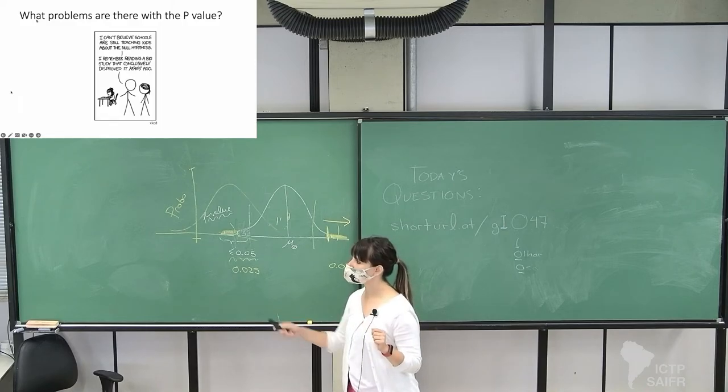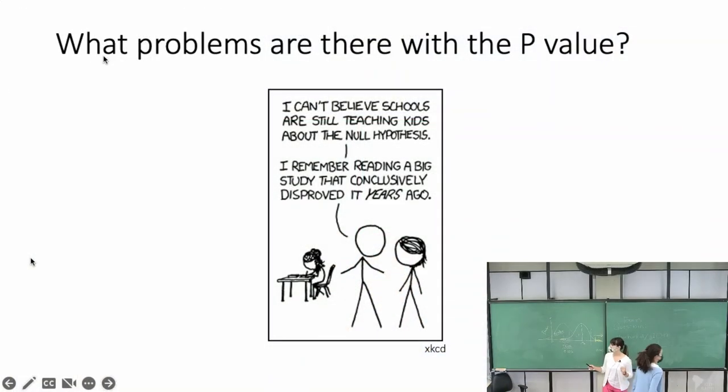So if we continue with this slide, don't worry, we will. It's not too much. I know it's very confusing. Even for me, I have used p-values for many, many years, and it's still very confusing. Like, what exactly is it telling me again?